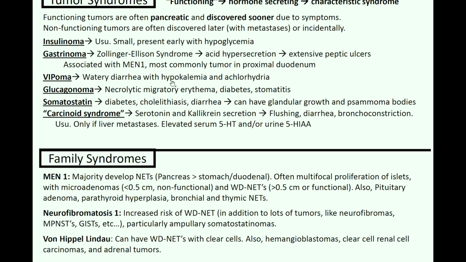For carcinoid syndrome, you have serotonin and kallikrein secretion, which leads to flushing, diarrhea, and bronchoconstriction, and it's usually only if there's liver metastases, with an elevated serum 5-HT and/or urine 5-HIAA.